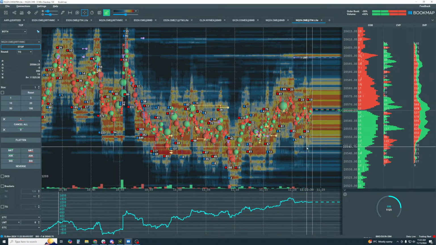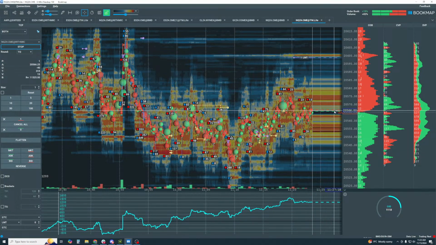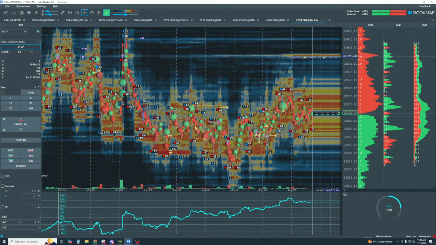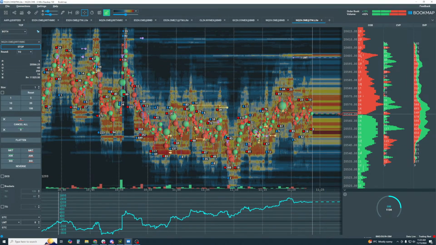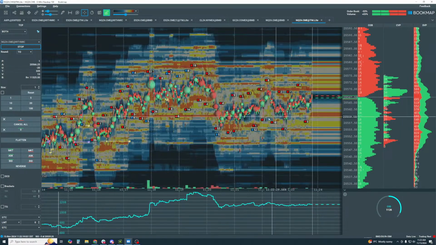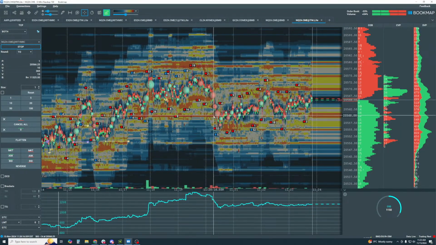And that would be about a 20-point loss, where we have like a 35-point gain if we come back up to here. So not quite 2 to 1. If we were a little more patient, we could have gotten in here on the pullback, and it would have been 2 to 1.